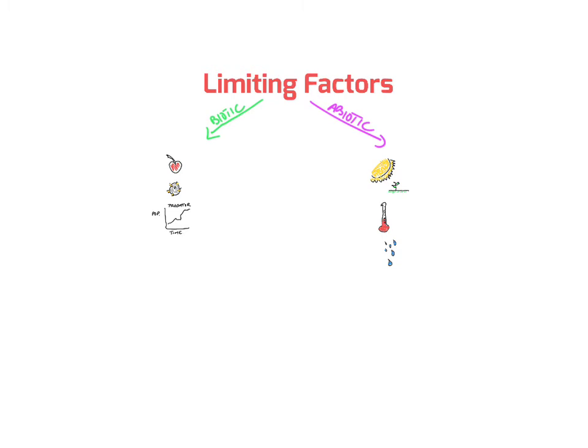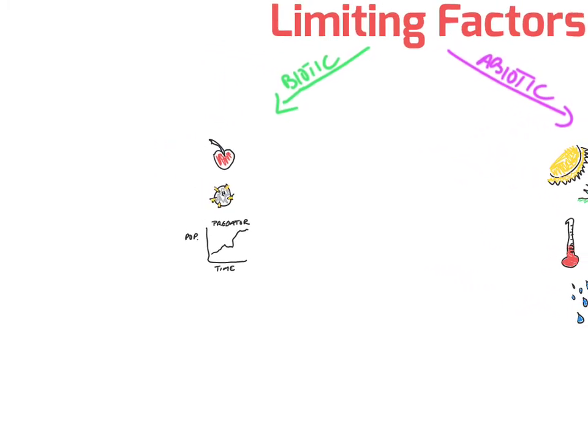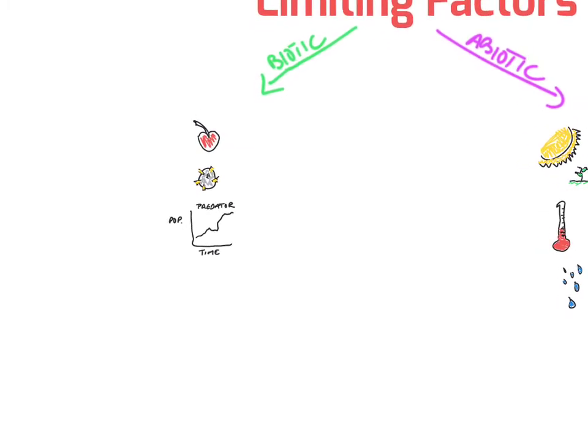So some examples of limiting factors. Remember, limiting factors will stop a species from reaching its full population potential. We can break them up into two. Well, there are biotic limiting factors. Examples of biotic limiting factors would be availability or access to food. Whether the species in question has enough access to food will determine just how high their population can grow.